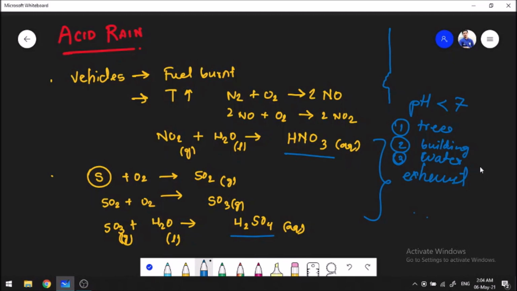So these are the harmful effects of acid rain, and this entire thing can come in one single question of 6 to 7 marks: how acid rain is produced. And this is how you start. I'll leave it 1 second for you.